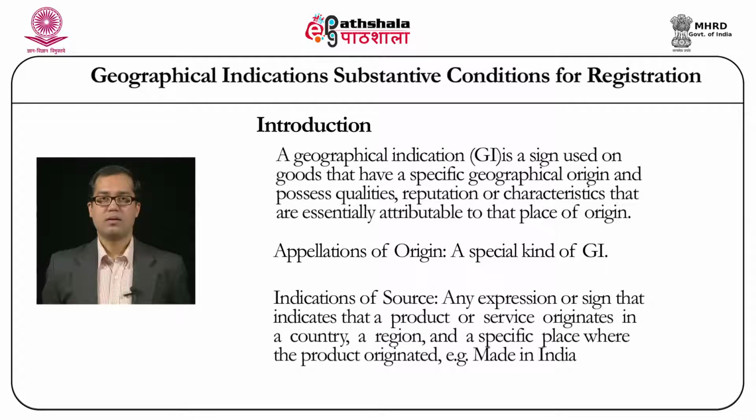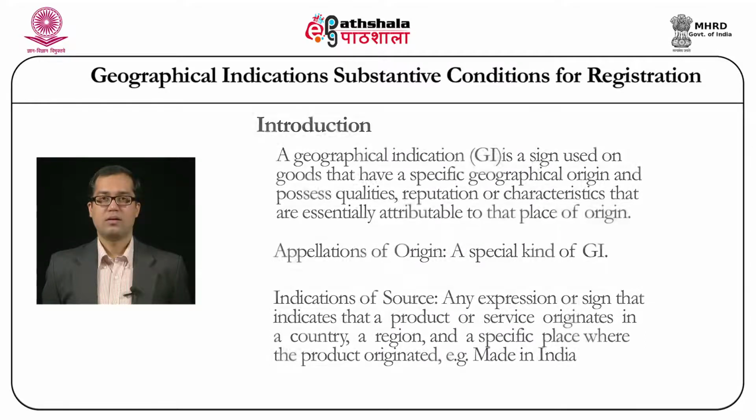source. Indications of source. It is pertinent to state that the term has not been defined in any of the international treaties, though the term has been used in the Paris Convention. An example of an appellation of origin is champagne, which is used to indicate that a special kind of sparkling wine originates in the Champagne region of France.